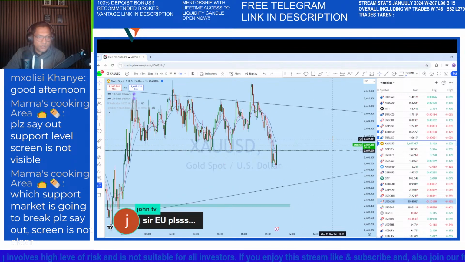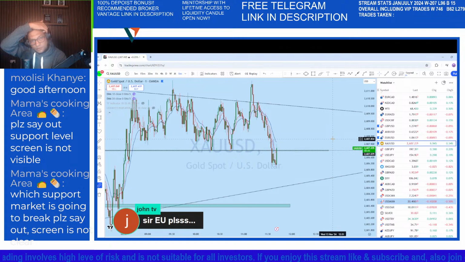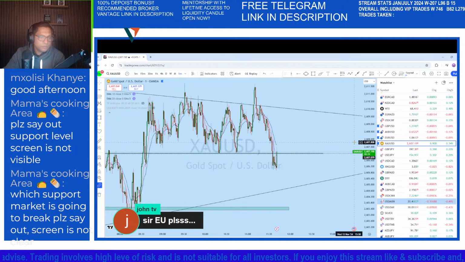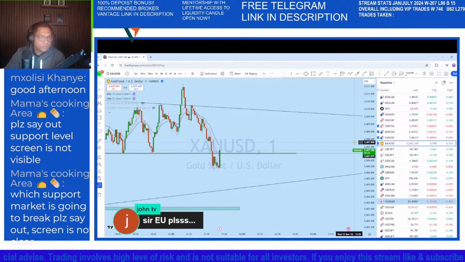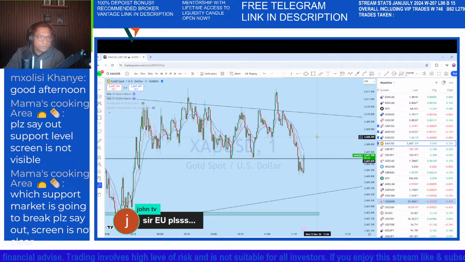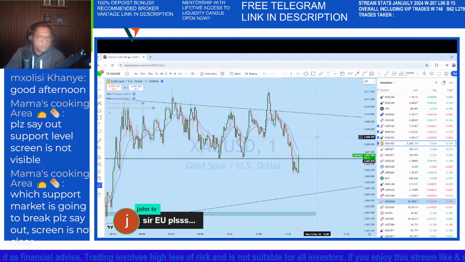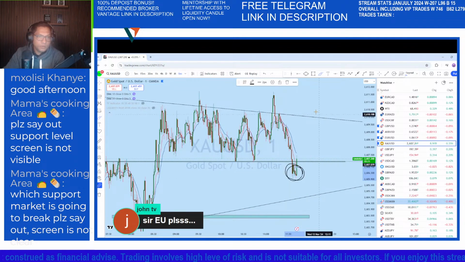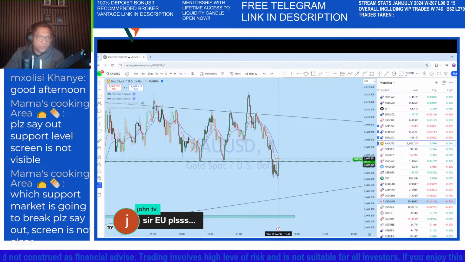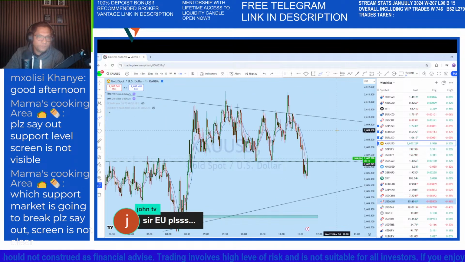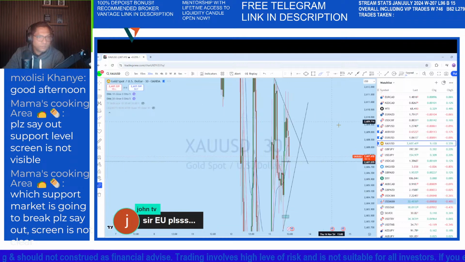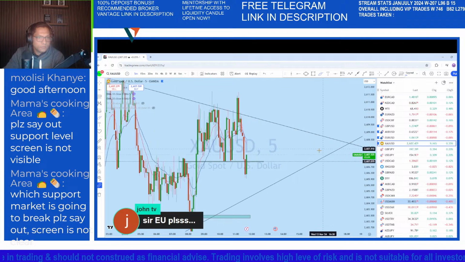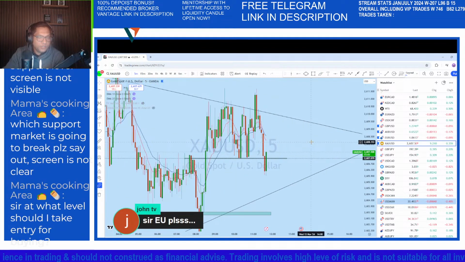We can see there is a bounce here, and there is a structure formation in this area. From that structure, we can expect the market to trend in that direction. There's a bullish engulfer being formed here.